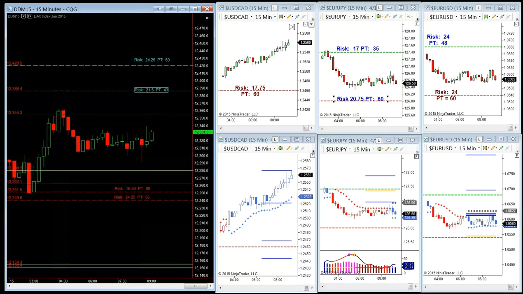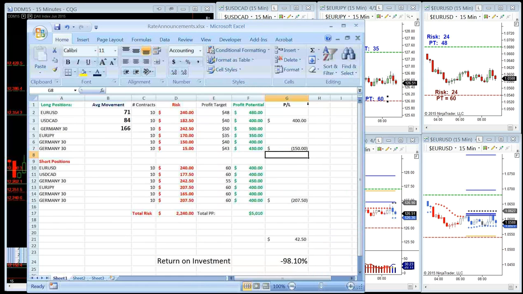Okay, so I have to go back to my spreadsheet. Y'all give me a minute here. This one was actually 15. This would be 150. So actually, we're still up $42. Which one was that? Yep, I'm right. So far we've had one winning trade, two negative trades, still up $42.